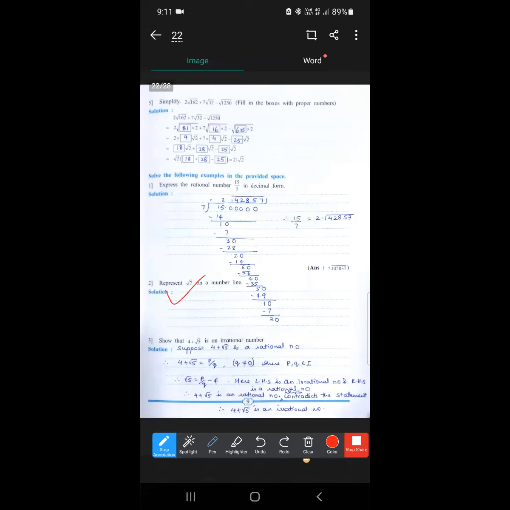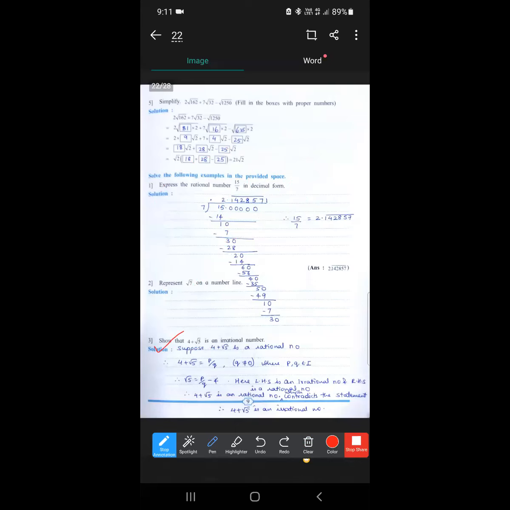Now we'll move to the third question: show that 4 plus root 5 is an irrational number. Now students, yesterday we saw 2 plus root 3 on the number line, which is an irrational number, and we saw how to represent it on a number line. So here 4 plus root 5 is also an irrational number. But here what is the question? You need to prove that this is an irrational number. So how are we going to prove this?